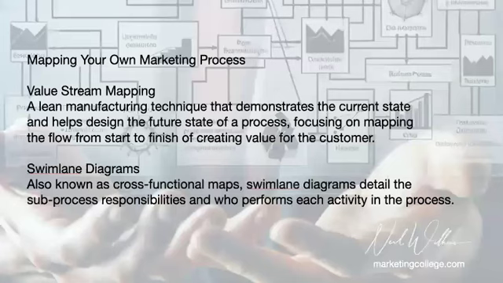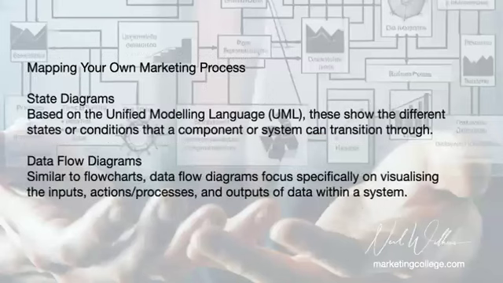We've got value stream mapping. We have swim lane diagrams, as the name implies, a very visual, step-by-step, swim lane style, cross-functional mapping that details processes and responsibilities.